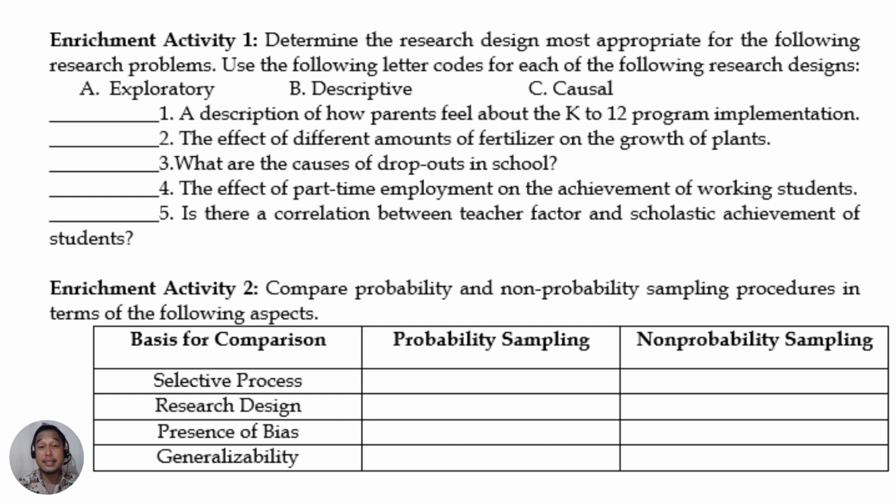Now, the presence of bias, which do you think of the two has the presence of bias? Is it in probability or non-probability sampling? Okay, I think the answer is quite clear. Because in probability, again, the researcher will have to choose the respondents based on randomization, while for non-probability, he will choose his or her respondents intentionally. So which of them has the presence of bias?